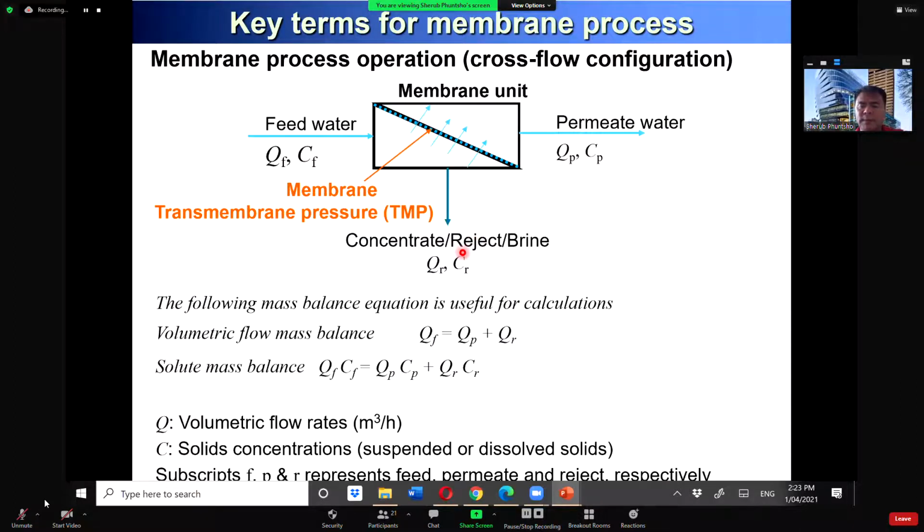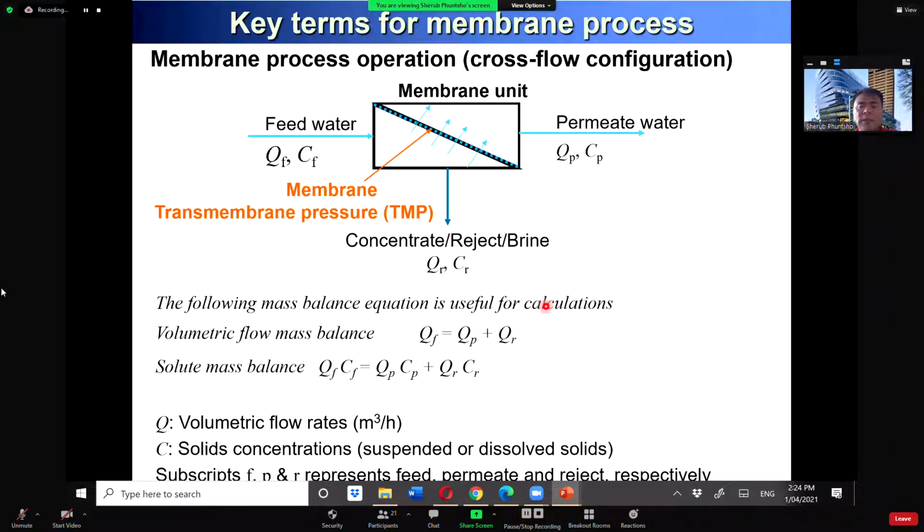We call it brine here. So QR is the brine flow rate and CR is the brine concentration. So you can have a mass balance here. Whatever feed inflow rate comes in has to be equal to the permeate flow rate plus the reject flow rate. So you can have a mass balance.